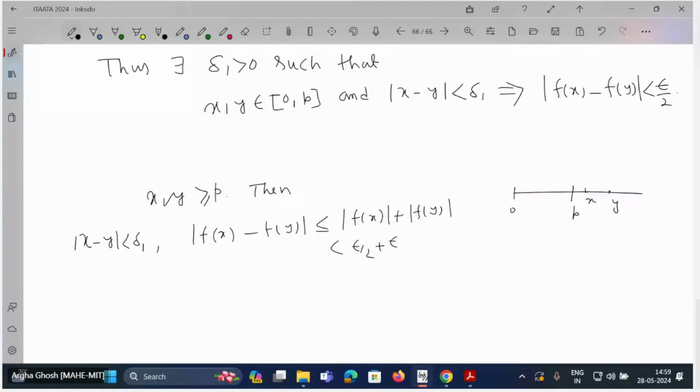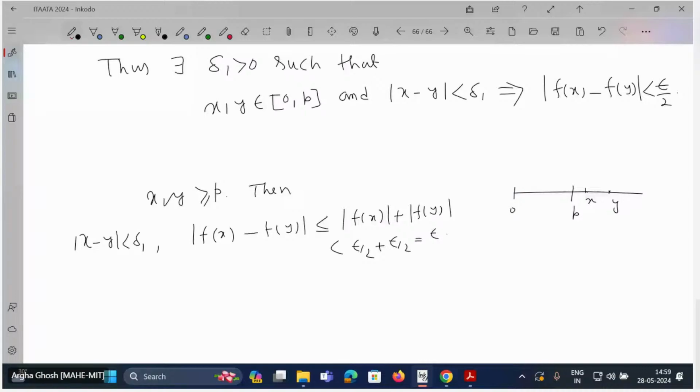That's also fine. So you can use the same delta 1, and if you have |x - y| less than delta 1, then |f(x) - f(y)| will be less than epsilon. So if we have both x and y inside this interval, then fine. If we have both x and y inside that interval, then also fine. Now the problem is that, let's say, x is over here and y is over there.